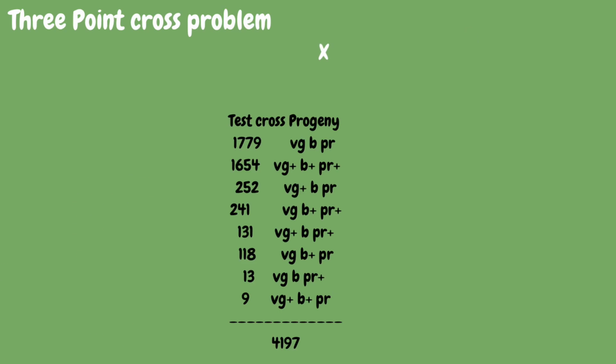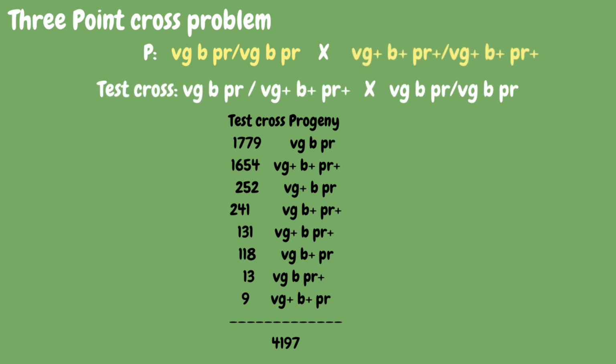In this 3-point cross problem, we are given a normal parent and a wild-type parent. When we cross the two parents, we get our test cross. If given the test progeny and nothing else, we can determine the parents by the highest values. For example, VGB-PR and VG+B+PR+ are both high values, making them parents.